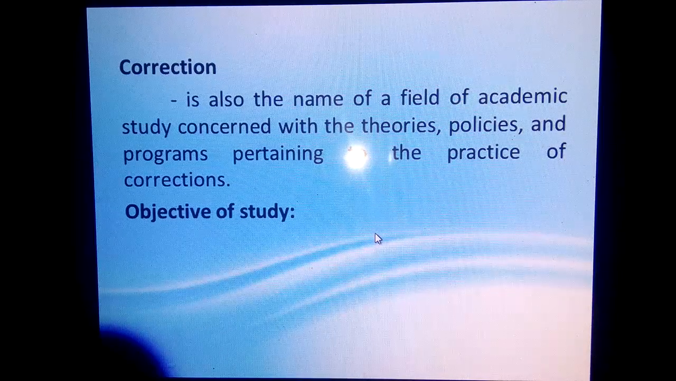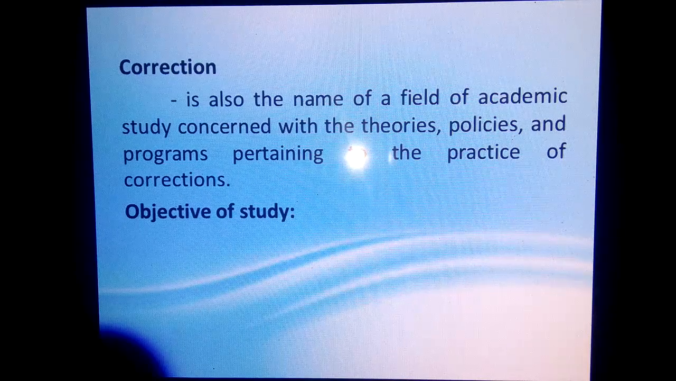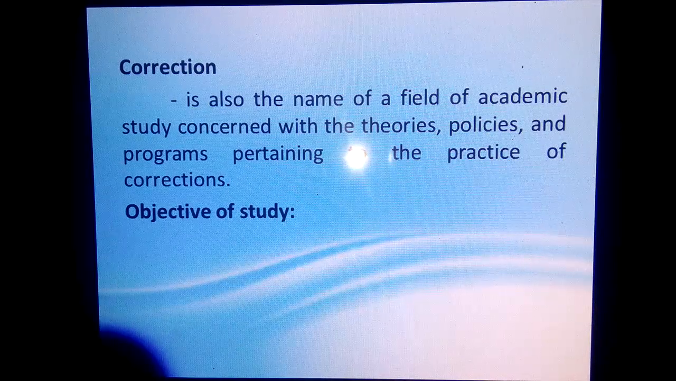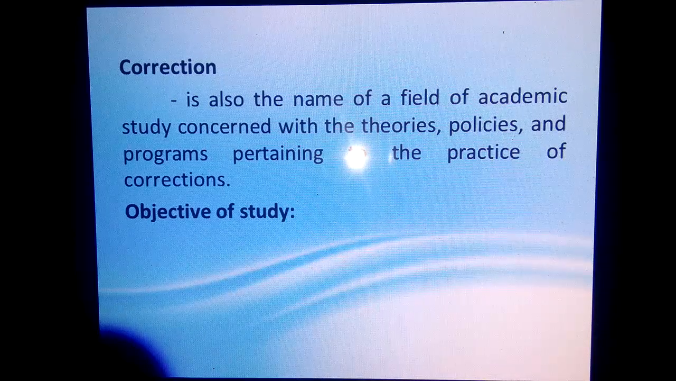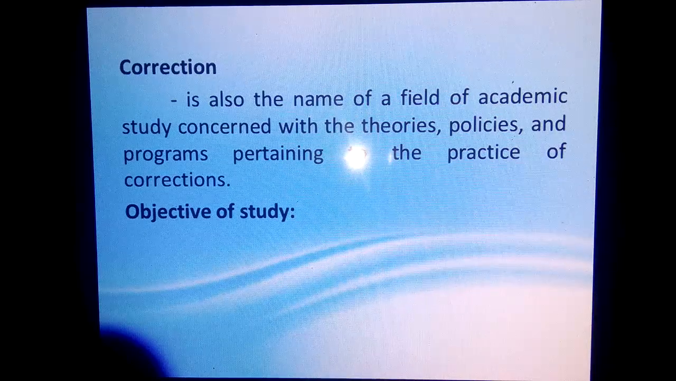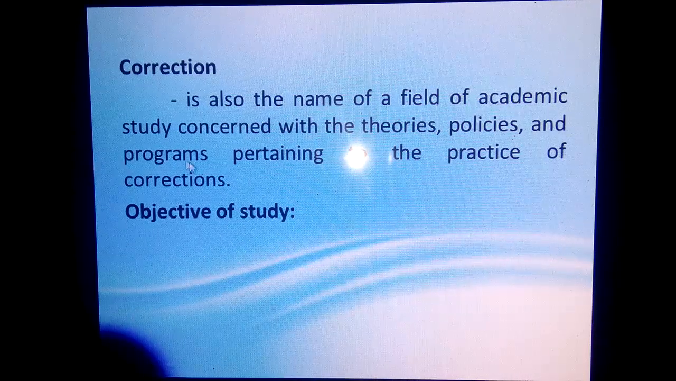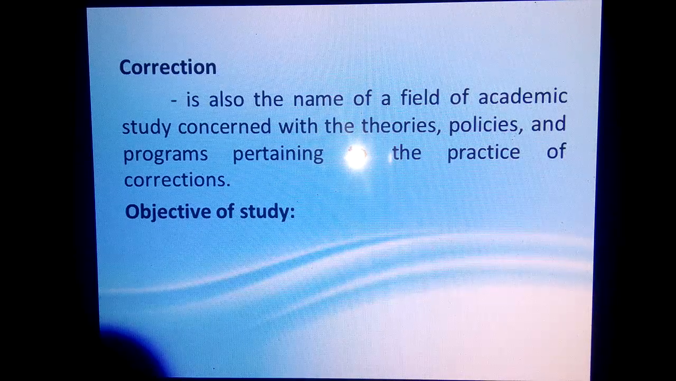So they are going to study theoretical issues, or the theories that would somehow answer questions pertaining to particular programs and treatment programs to be given to persons deprived of liberty. And we also have these policies that should be studied with the personnel of concerned facilities and agencies, and of course programs that are suitable and fit for persons deprived of liberty in order to enhance, develop, and give proper care for them to be rehabilitated and fully reformed.